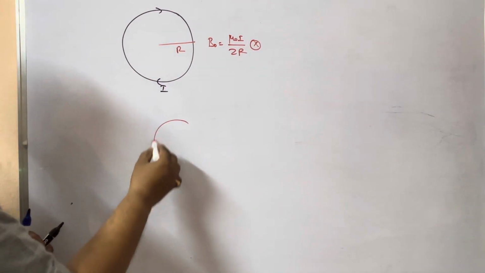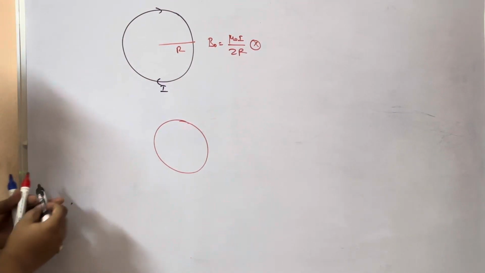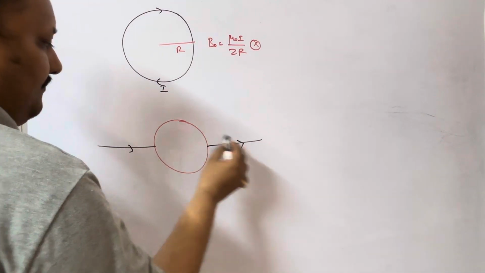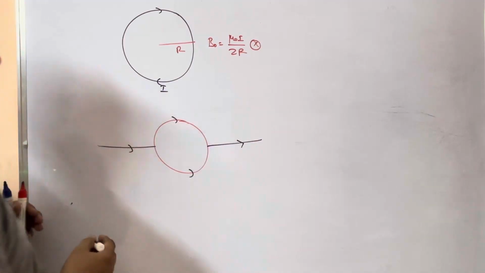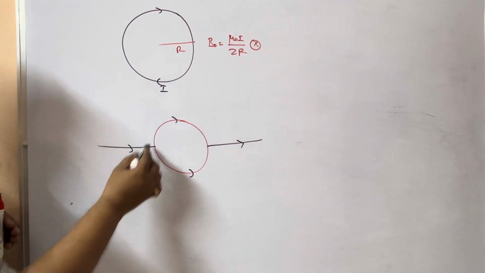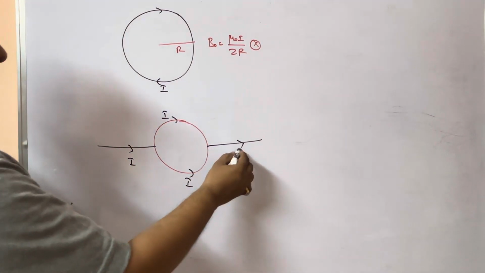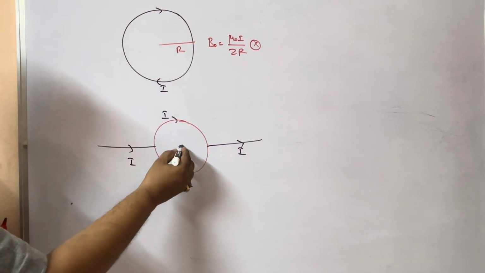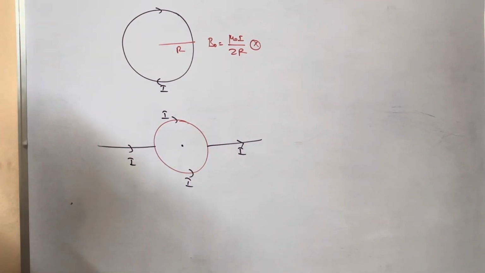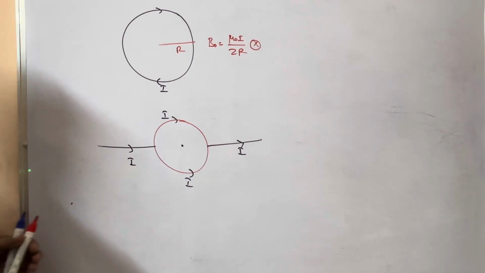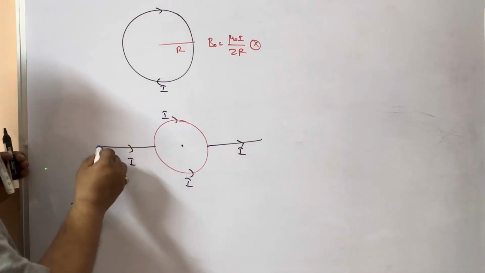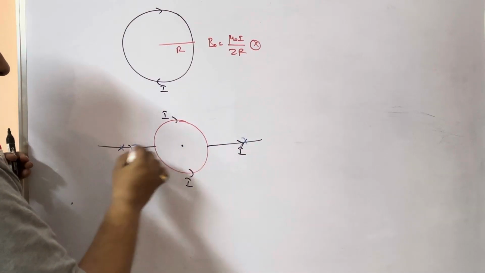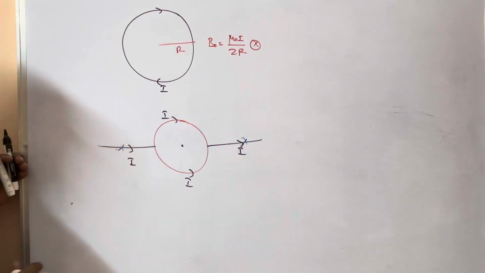Now, the same current carrying conductor, they have given like this. Let us assume that. Then what is the magnetic field intensity at the center of this current carrying coil? Whenever straight wires are there, this point is along the straight line of the two current carrying conductors. Therefore, because of these two, the magnetic field is zero.